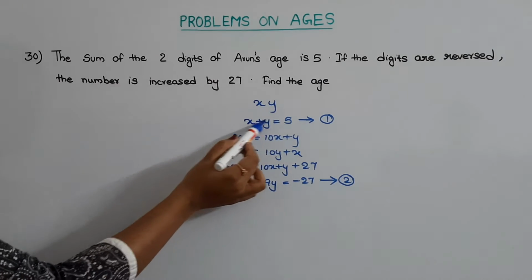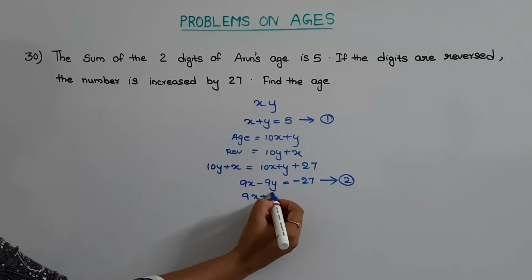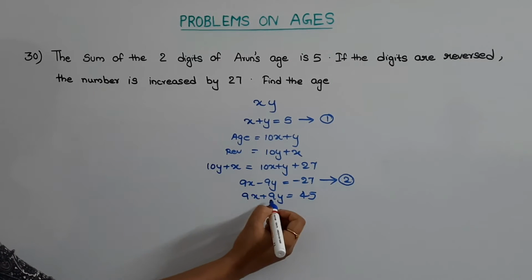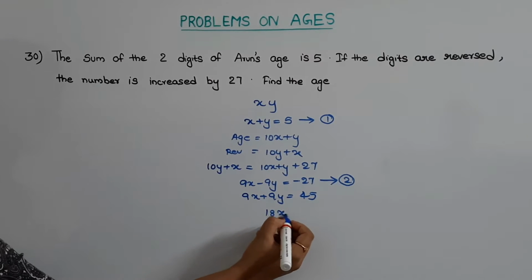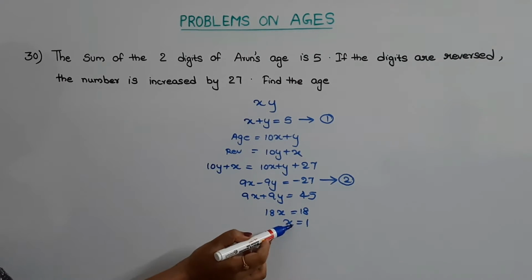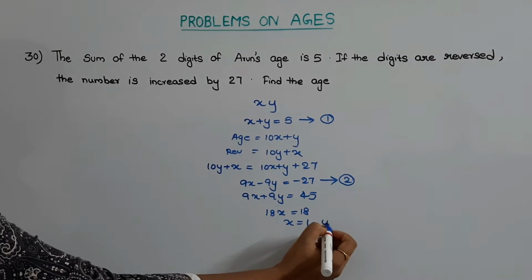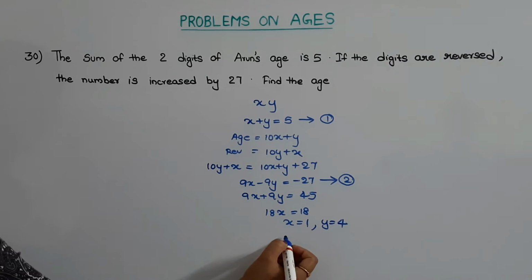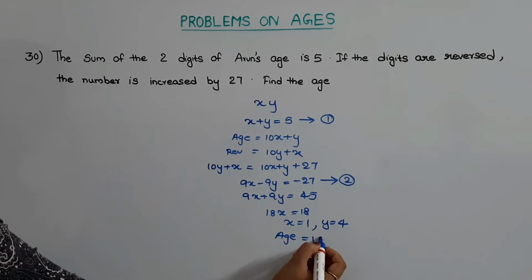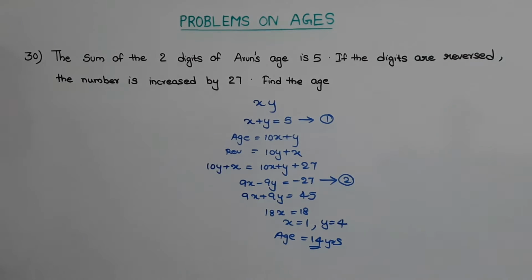Multiply the first equation by 9. Then we will get 9x plus 9y is equal to 45. So adding both equations, we will get 18x is equal to 18. So from this, the x value will be equal to 1. Now on substituting this x value in the first equation, we will get the y value as 4. Hence the age of the person will be 14 years. So this is the conventional method to solve the problem.